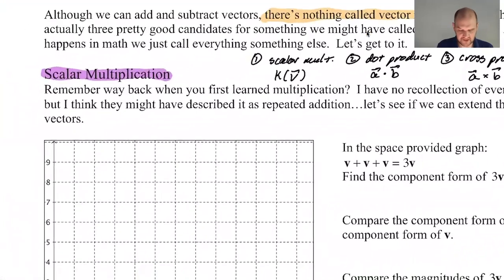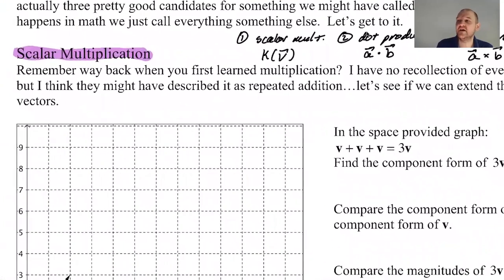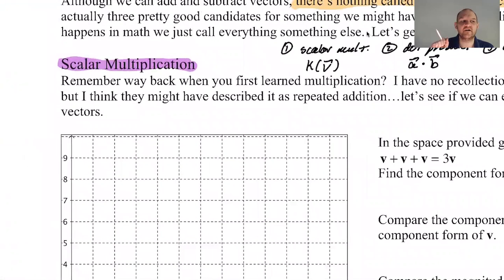Scalar multiplication is really similar to what you think of as multiplication for real numbers. If you had 3 times 5, when you're first faced with that, you really just think it's 5 plus 5 plus 5. And if you had 5 times 3, you would think of it as 3 plus 3 plus 3 plus 3 plus 3. There are 5 threes. Scalar multiplication is the same thing for vectors.